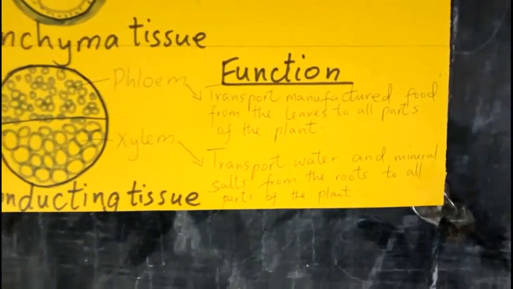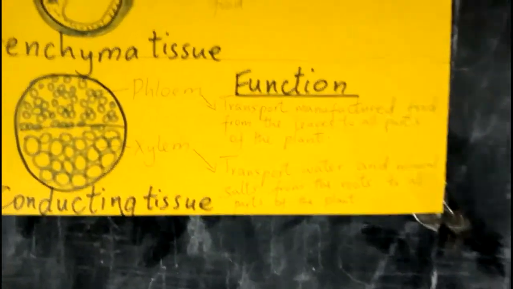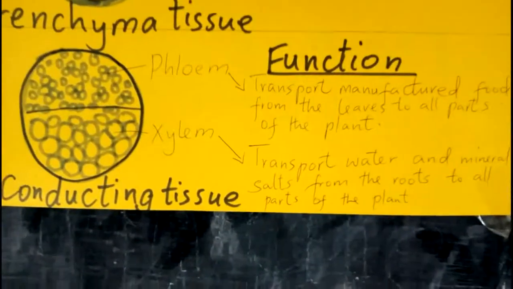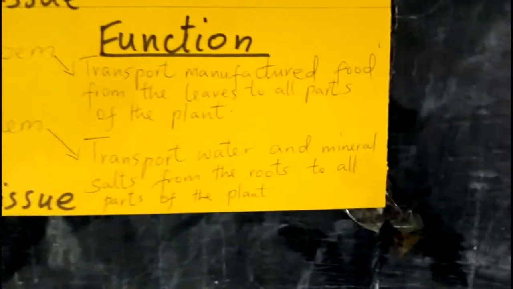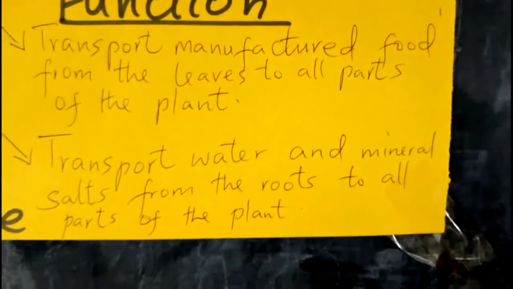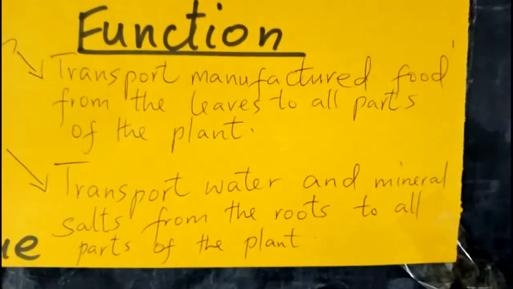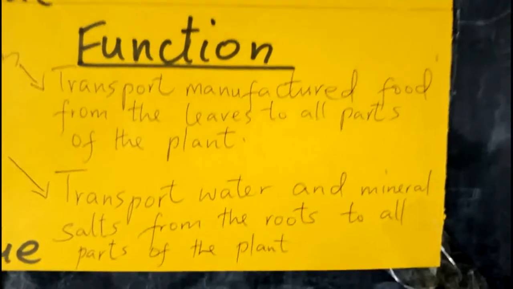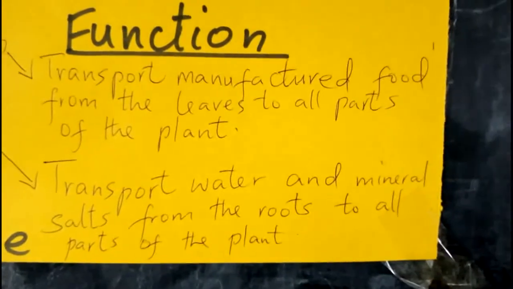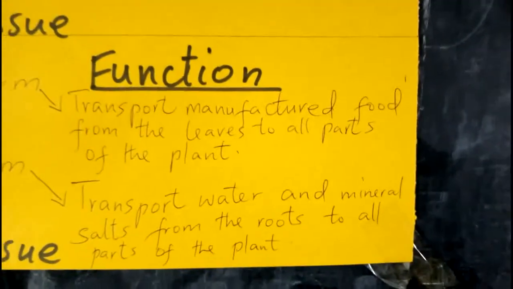The second part of the conductive tissues or conducting tissues is the xylem. The xylem transports water and mineral salts from the roots to all other parts of the plant. Why from the roots? Because it absorbs water from the soil.